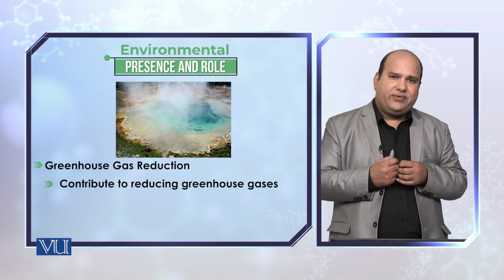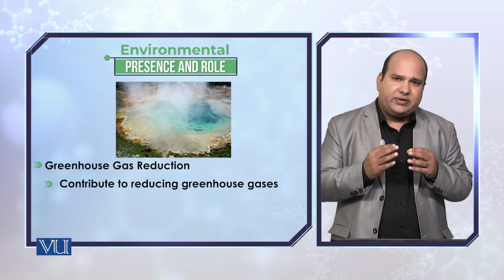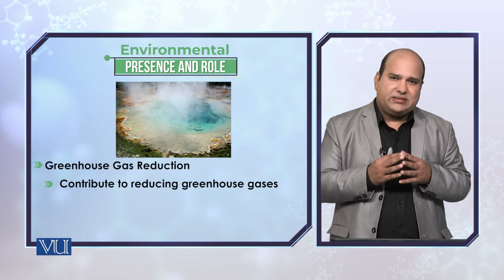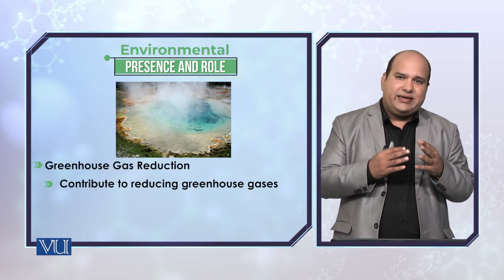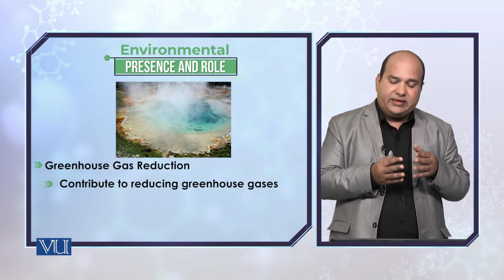Another important environmental significance of the hydrogen oxidizing bacteria is that they are important in reducing the effects of greenhouse gases. They are involved in the reduction of these greenhouse effects because they use hydrogen for the production of energy, and in addition to that they can also use carbon dioxide, and in this way they are involved in the reduction of those gases which can contribute towards the greenhouse effect.